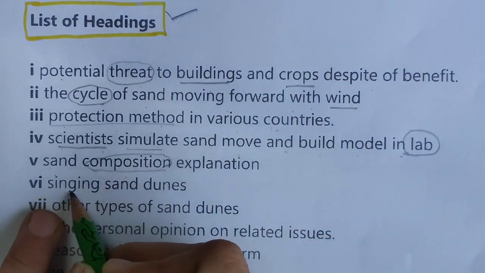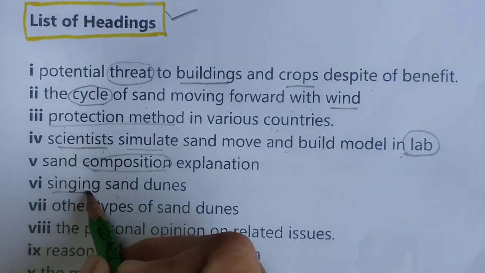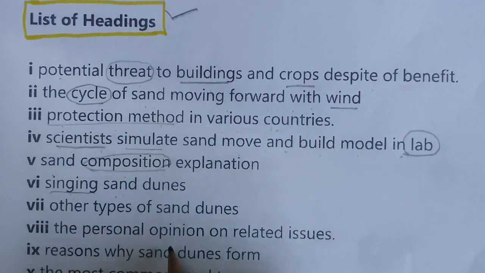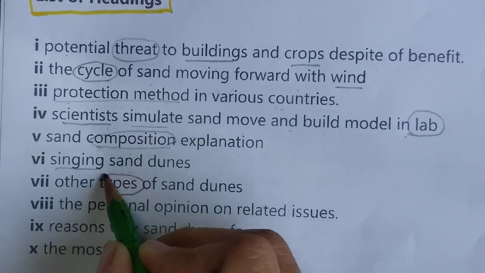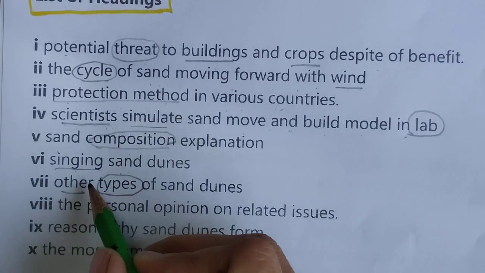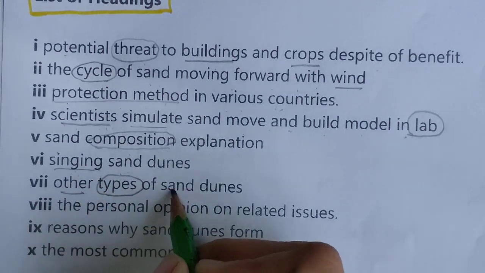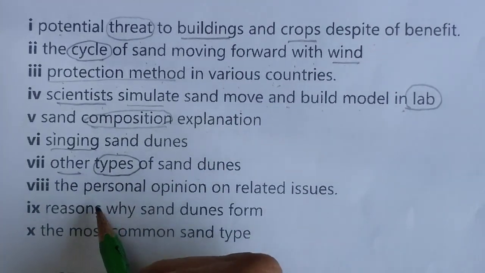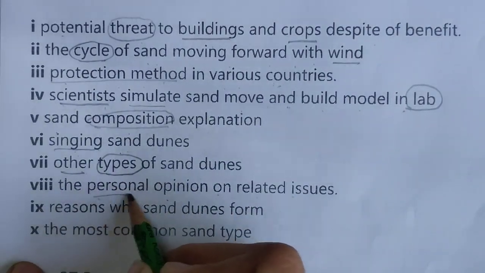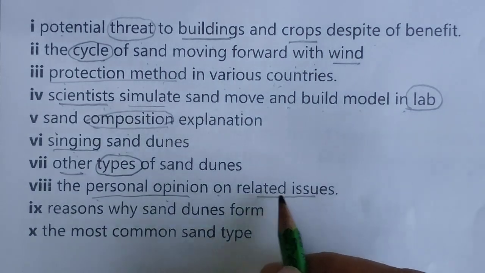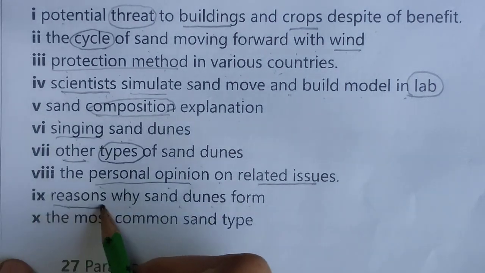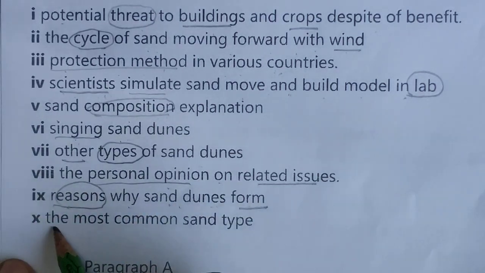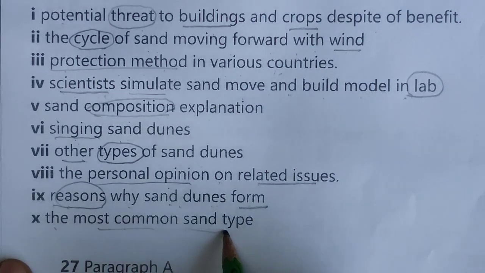Sixth, next is singing sand dunes. Singing means sand dunes are singing, they may be explaining like that. Seventh, other types of sand dunes. Other means maybe the main type of sand dunes may be in another paragraph, and other types of sand dunes they may be describing. Eighth, the personal opinion on related issues. Ninth, reasons why sand dunes form. And the last, the most common sand type.